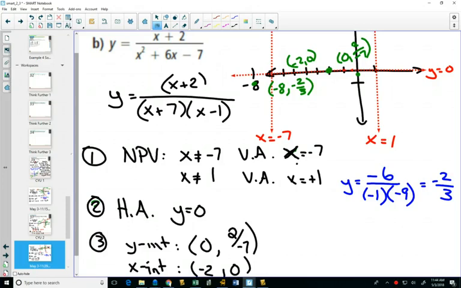I need a point in this section. So bigger than x equals 1, I'll plug in 2. What happens when I plug in 2? Well, in my numerator I'll have 4. 2 plus 7 is 9. 2 minus 1 is 1. I get 4/9. Positive 4/9. So I can plot that point in. 2, 4/9.